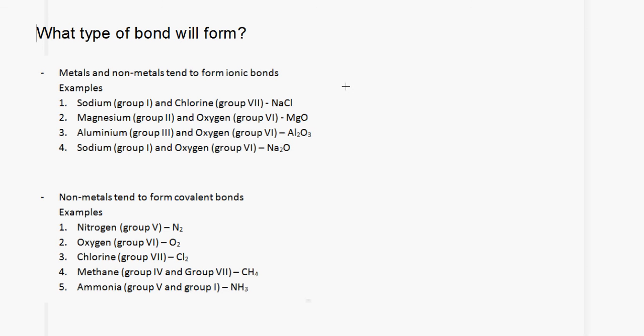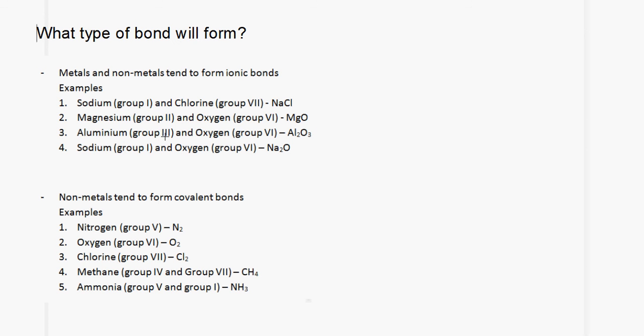So, how do we know what type of bond will form between atoms? As a general rule, metals and non-metals tend to form ionic bonds. For example, sodium is in group 1 and chlorine is in group 7. When they combine, they form an ionic compound called sodium chloride. Magnesium is in group 2. Oxygen is in group 6. When they combine, they form magnesium oxide, which is ionic.